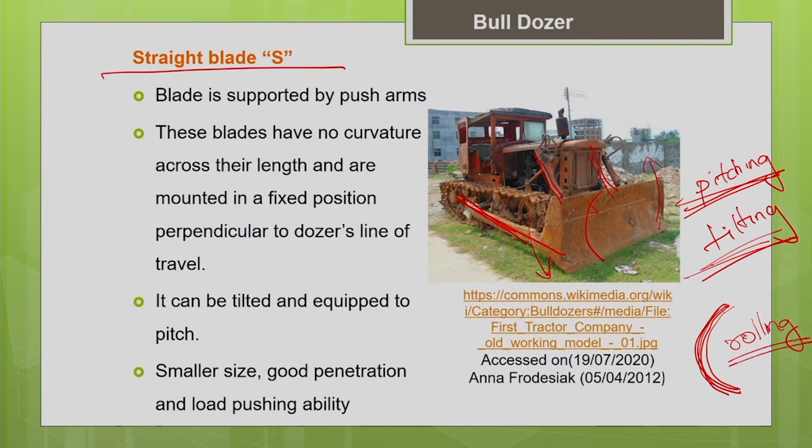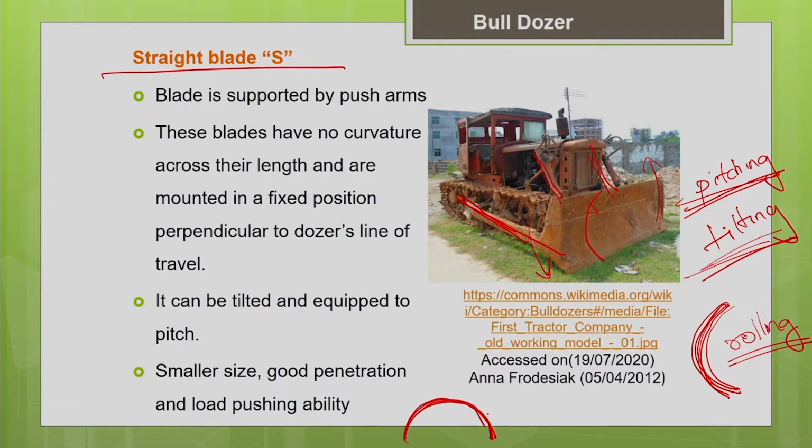To make the material easily roll in front of the blade, I have the curvature in the vertical plane. All the blades will have curvature in the vertical plane, but there are some blades which also have curvature in the horizontal plane. Some blades, you can see, have a curvature in the horizontal plane also. The blade is curved like this.